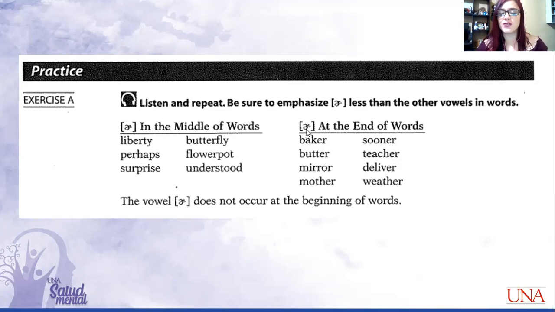So this TH sound is the same as the other one. The difference is that here you don't have to blow any air out of your mouth. So you say it like mother, sooner, teacher, deliver, and weather. Same as mother, it has the sound. The TH is not a D, but it's a TH. So you have to feel that the tip of your tongue is going to touch your upper front teeth, okay? So we have something really important for this sound, which is the following. The vowel doesn't occur at the beginning of the words, okay? So that is really important.